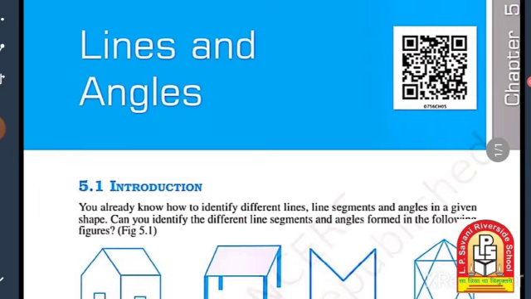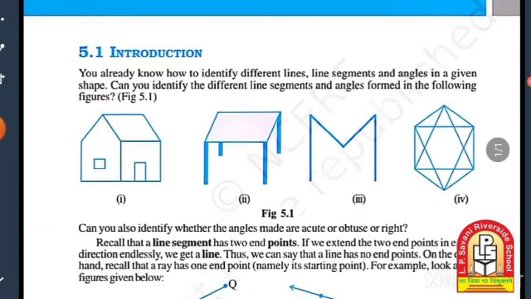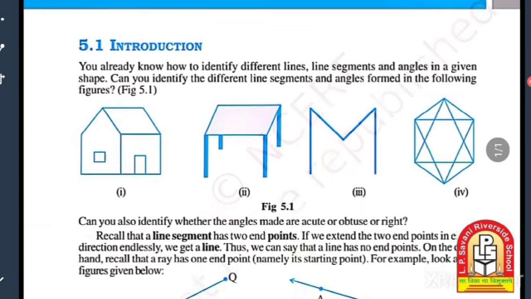In this chapter, we have to learn about the introduction of lines and angles. So, first of all, we start with the introduction. You already know how to identify different lines, line segments and angles in given shapes. Can you identify different line segments and angles from the following figures?